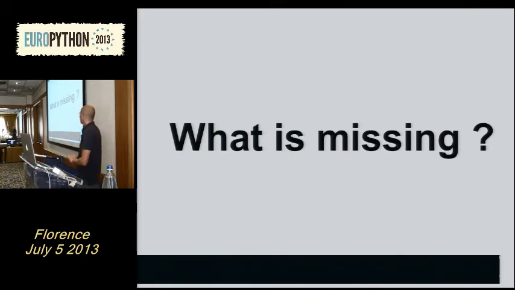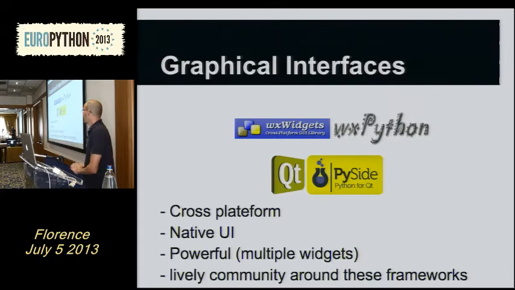So what is missing then to have Python being really powerful in this area and to promote Python in this development of cross-platform applications? The first point is regarding graphical interfaces. With Python we have two very nice widget toolkits that are accessible: the wxWidgets toolkit and its Python binding, wxPython, and the Qt widget toolkit and its PySide Python binding.